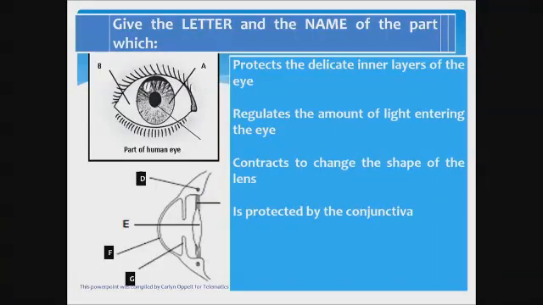And then the last one, what is protected by the conjunctiva? I've just referred to it. So you will have to give, it's F. There at the bottom you will see it's the cornea, and it is protected by the conjunctiva. So that is one of the types of questions that you can get. It's simply based on structure, knowledge, and a little understanding. Right, let's continue to the next slide.